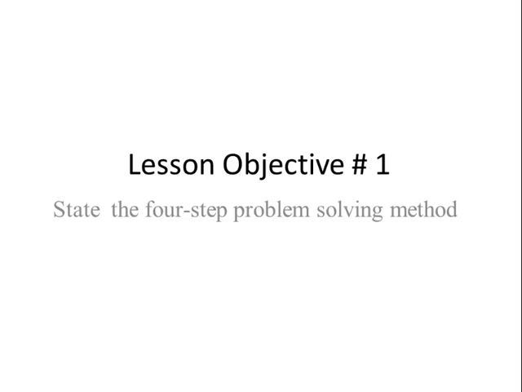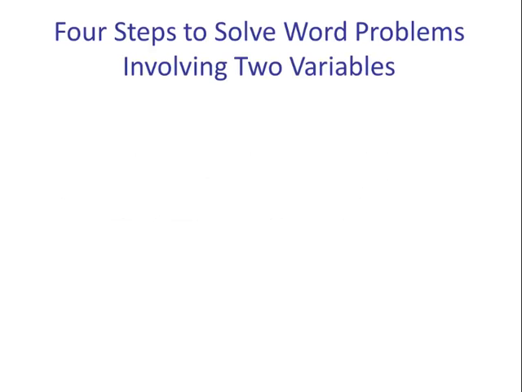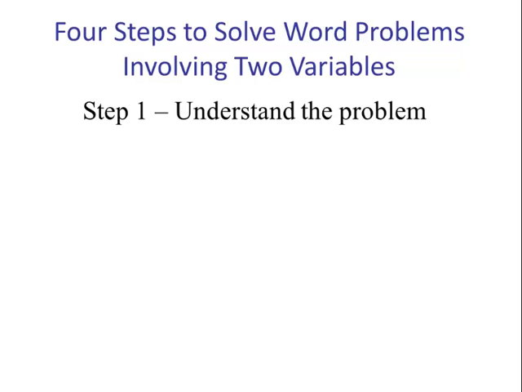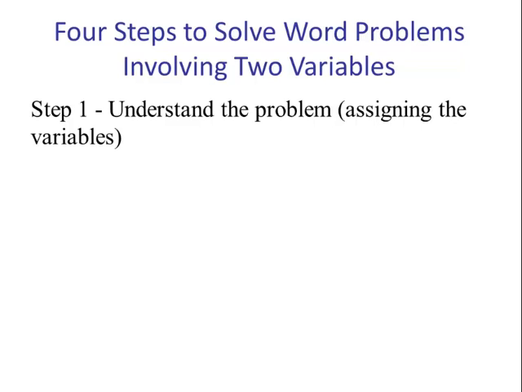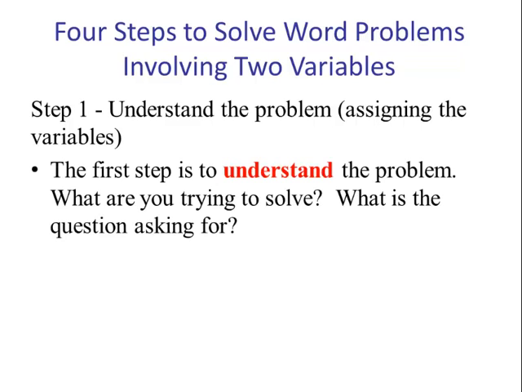Let's review the 4 steps to solve word problems involving two variables. First step is to understand the problem. Next, we devise a plan. Step 3, carry out the plan. Step 4, look back. So for step 1, understand the problem, here's where we want to assign the variables.